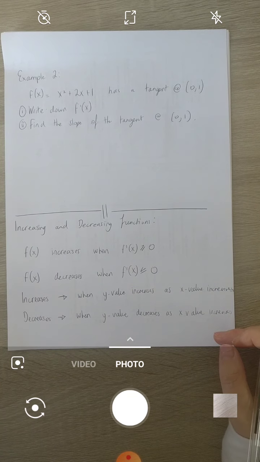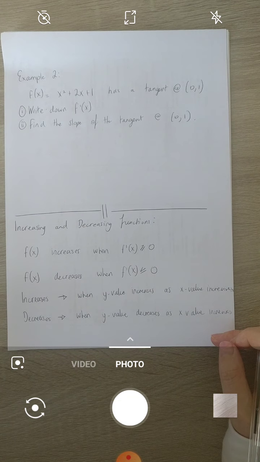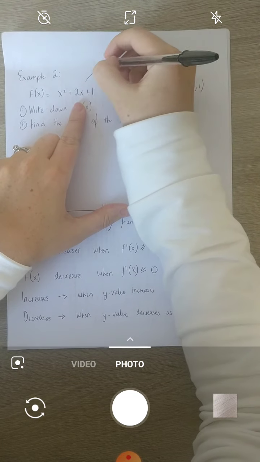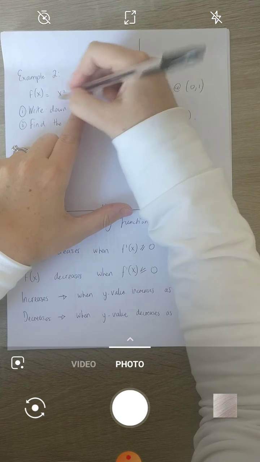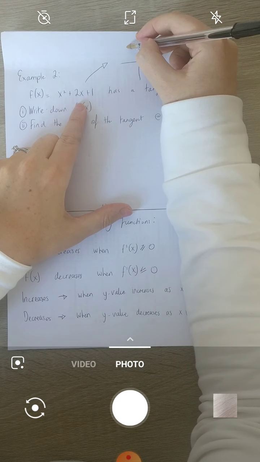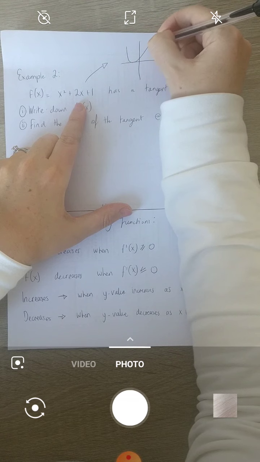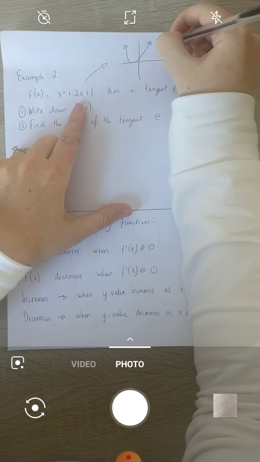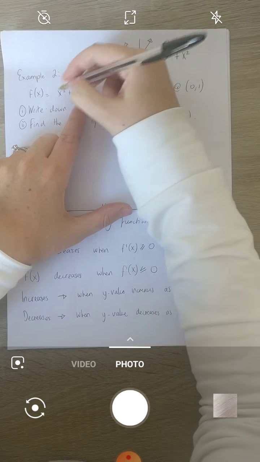Example 2 says f of x is equal to x squared plus 2x plus 1, and it has a tangent at (0, 1). Now, first of all, there's no picture here, so I'm trying to visualize what's happening. If you remember when we did functions, a positive x squared function is going to be u-shaped. So again, just a quick sketch, a u-shaped graph, because it's a plus x squared.